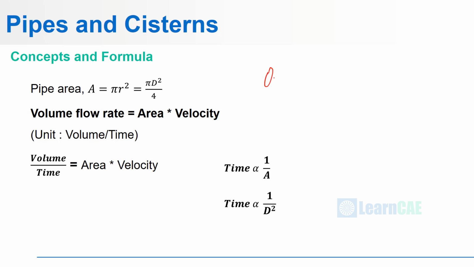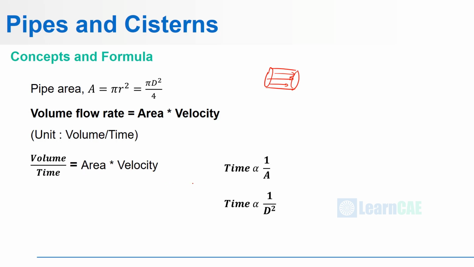For example, this is the area and this is the velocity. So the product will give you the net volume covered per unit time. So the unit will be volume per time. So we can write volume per unit time is equal to area into velocity.